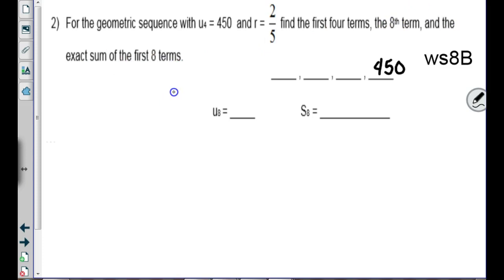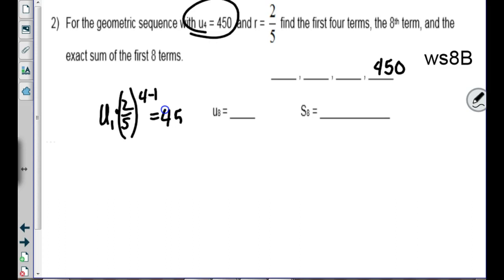So there was some first term, and it was multiplied by 2/5 a whole bunch of times till it became 450. But if that's the fourth term, how many times did we multiply by 2/5? 3 times. But could you just divide if you wanted? 450 divided by 2/5 divided by... I was just going to go straight to the first term.